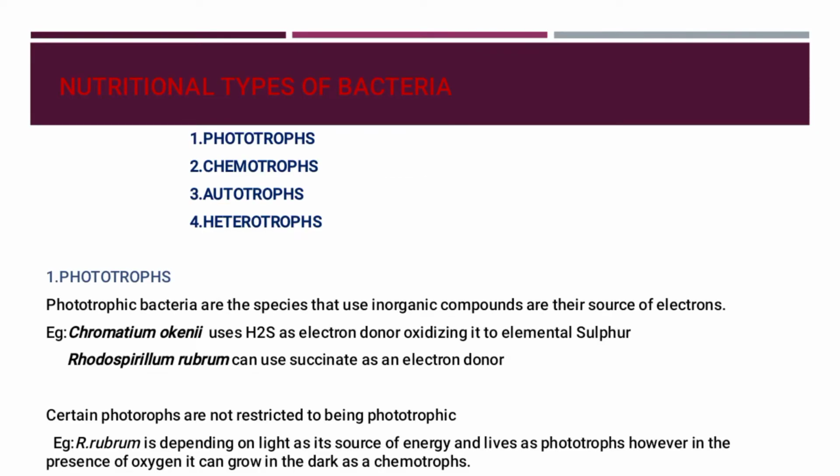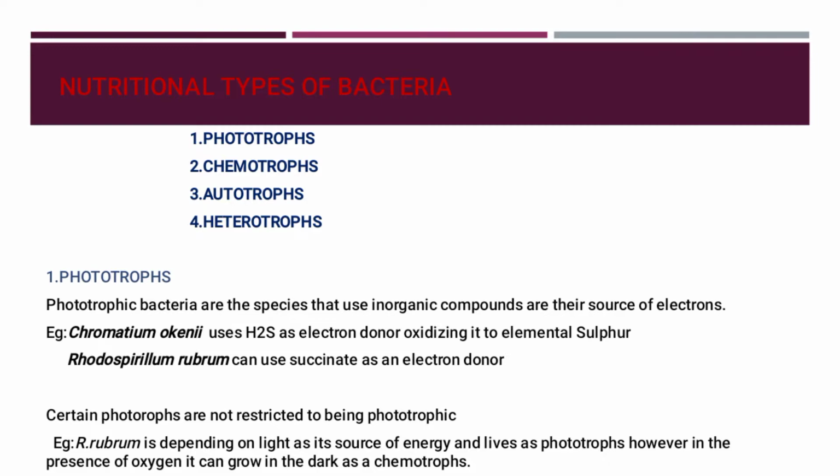Now the very important topic, nutritional types of bacteria. There are mainly four types of bacteria based on their nutrition. First, phototrophs. Second, chemotrophs. Third, autotrophs. And the fourth, heterotrophs. First, we explain the phototrophs. Phototrophic bacteria have radiant energy as their source of energy.